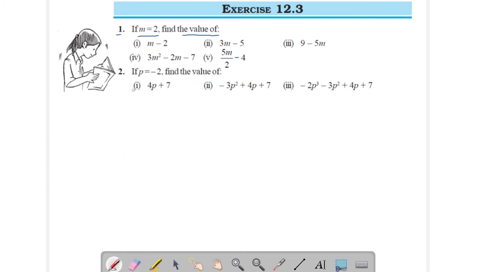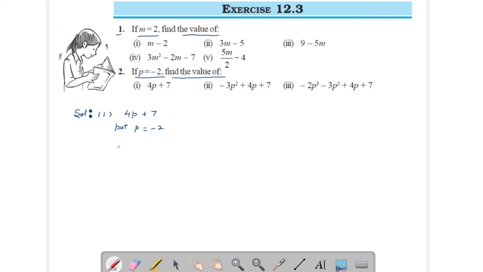Now come to question number 2. If p equal to minus 2, find the value of. See the solution. First part, 4p plus 7. Here put p equal to minus 2. What will you get?